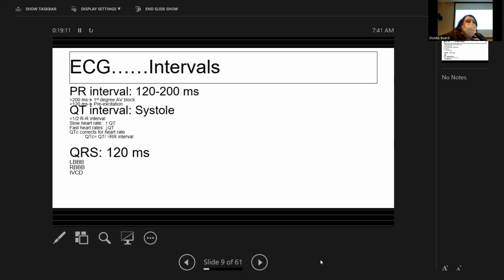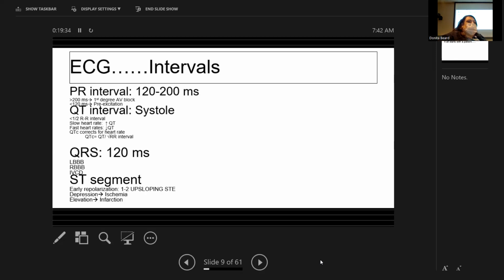So QRS complexes, you can have left bundle branch blocks. Normal is less than 120. And if you have a QRS that's greater than 120, then it's usually some type of bundle branch block. Left bundle branch, right bundle branch, or you may even see something that's called interventricular conduction delay.